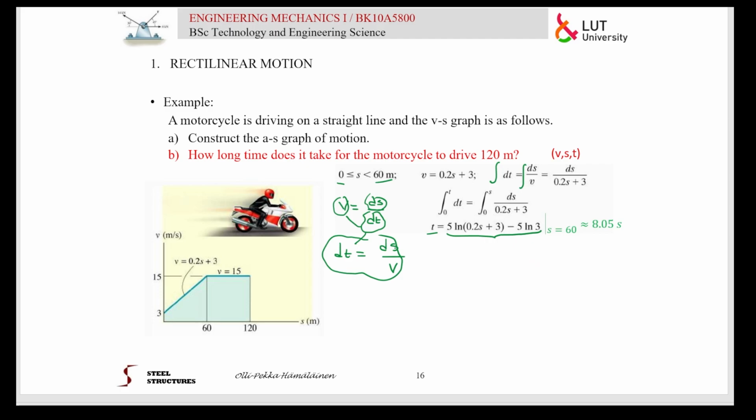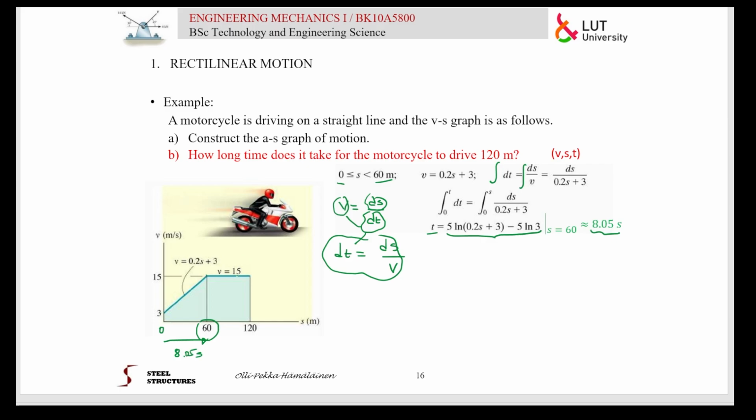Meaning that if I know that at t equals 0 the displacement should be 0, but at the end the displacement is equal to 60, then how long did it take for the motorcycle to go from 0 to 60 meters? Well, from 0 to 60 meters, it took about 8 seconds to reach this point here. So this is 8.05 seconds.